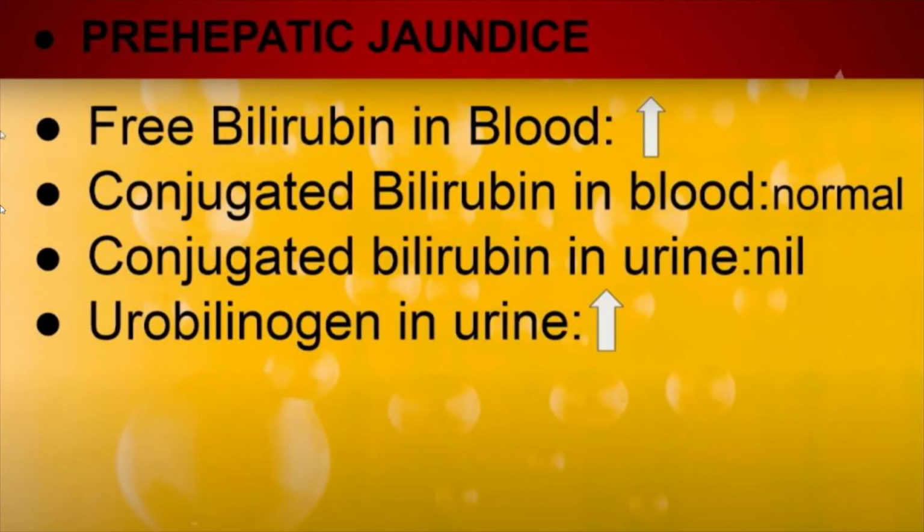So remember, in prehepatic jaundice, as the name says, that means hemolytic jaundice. Normally the liver is associated with jaundice, right? But prehepatic means previous to the liver, before the liver. So hemolytic jaundice is the prehepatic jaundice, and all such conditions occur here.